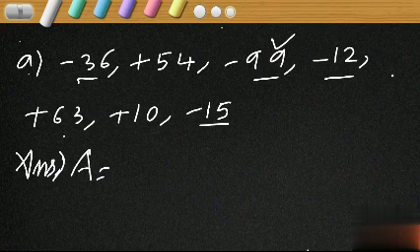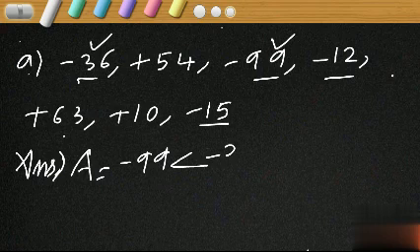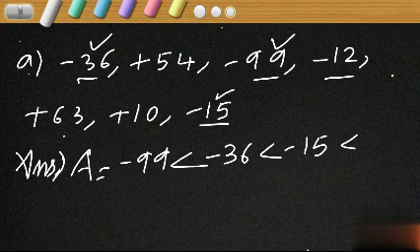So, we should start with minus 99. Why? Minus 99 is the number having greatest magnitude, and in the negative integers, the number having greatest magnitude is the smallest one. Then comes what? Minus 36 is there, minus 15 is there, minus 12 is there. Which is the next number having greater magnitude? Minus 36, isn't it? Then comes our minus 15, then comes our minus 12. So, we have completed the negative integers.